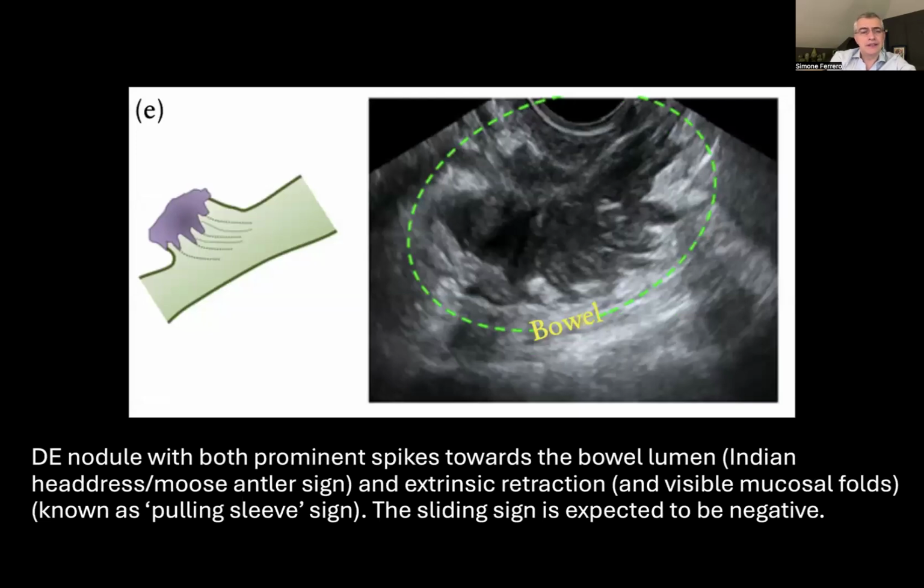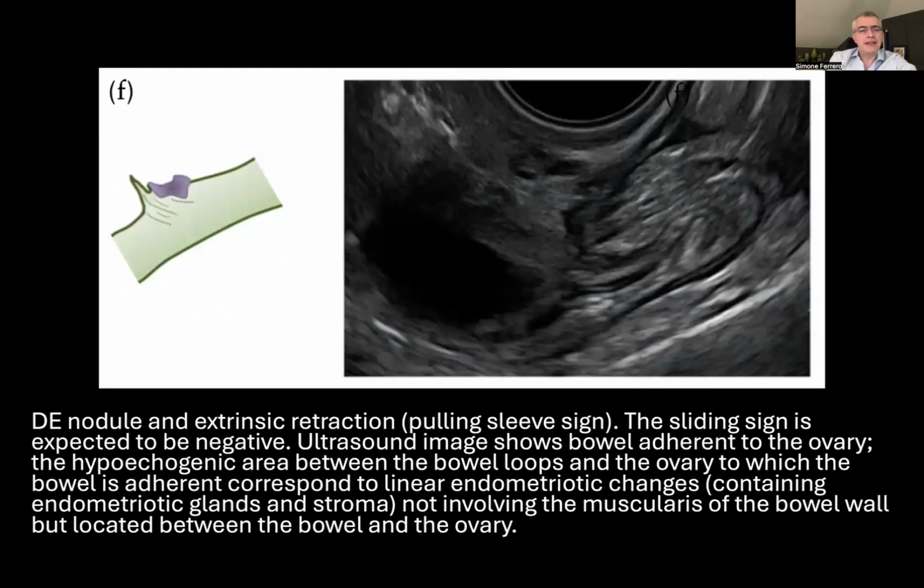And here you can see a nodule with a prominent spike toward the intestinal lumen and extrinsic reaction. There are visible mucosal folds, which is known as pulling sleeve sign. And the sliding sign, obviously, in this case, is expected to be negative. And finally, we have a deep endometriotic nodule with an extrinsic reaction, pulling sleeve sign. The sliding sign is expected to be negative.